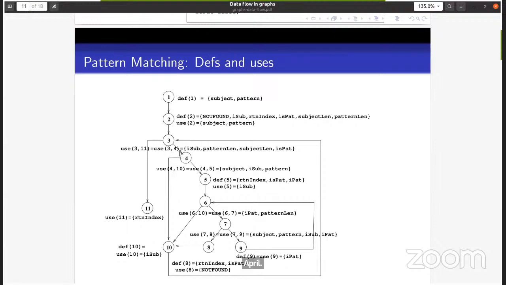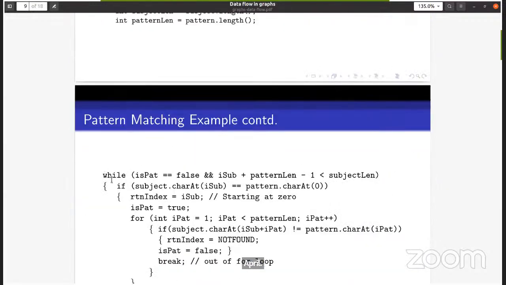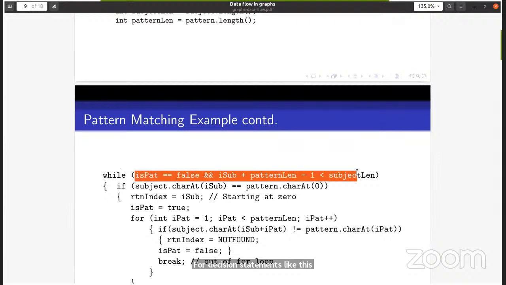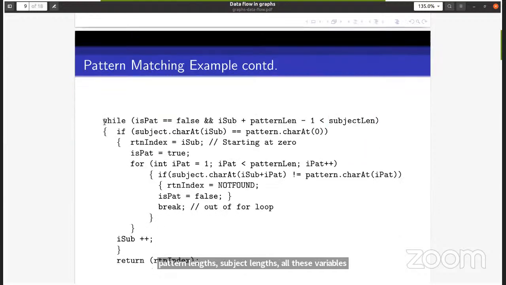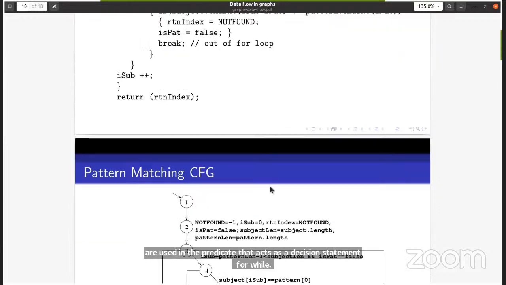For decision statements like this while, all these variables are used. isPat, index of the subject, iSub, pattern length, subject length, all these variables are used in the predicate that acts as a decision statement for the while. So this predicate can return true or false.